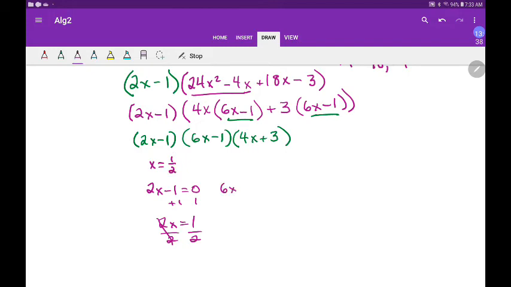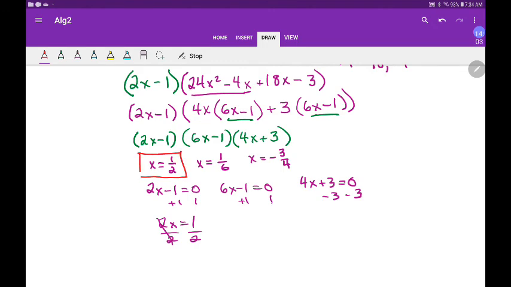Then I say 6x minus 1 is equal to 0. When I solve this, I'm going to get x is equal to 1/6. And finally, 4x plus 3 is equal to 0. When does that happen? Well, it's going to be negative. And it's going to be x is equal to negative 3/4. So those are my 3 zeros that I was after. Those are my answers. And oh, what a process it was.